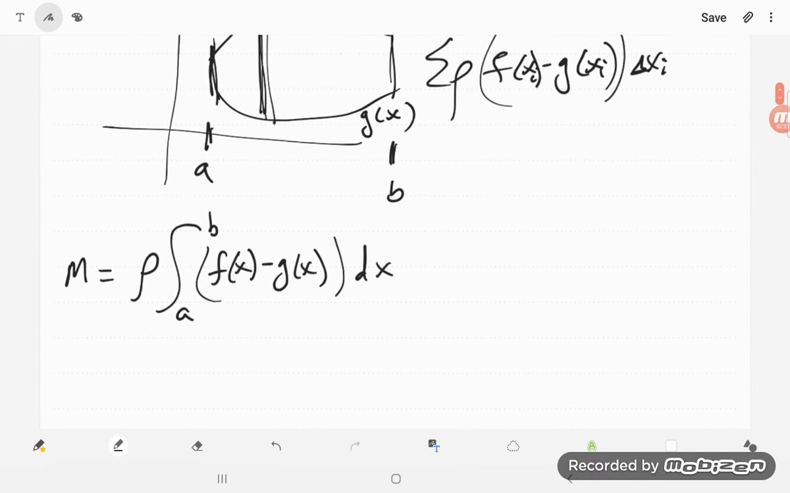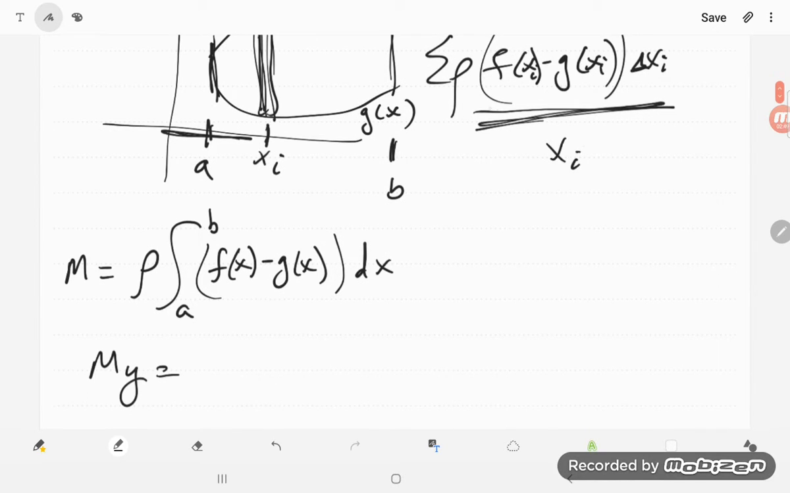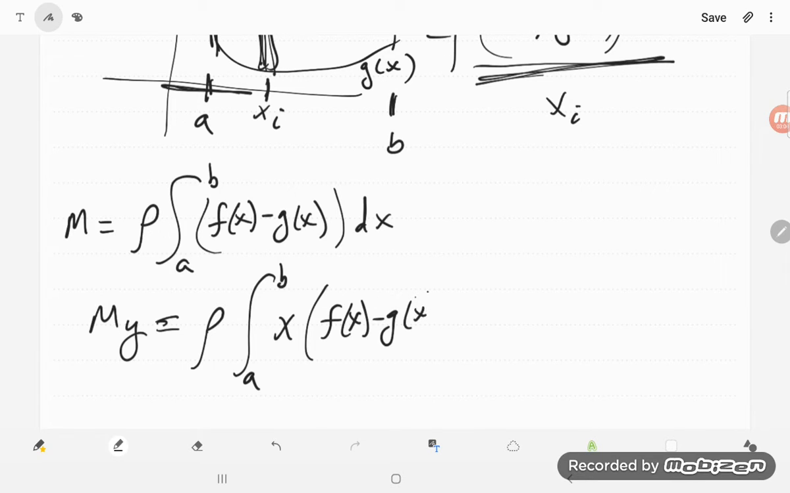And now doing that same sort of thing with m sub y, remember that all that changed was, well, we found our mass here, so that piece was the same, but then we found our moment by taking that xi. And so we just tossed an xi into the mix times all that, which just means we get rho, integral from a to b of x times f of x minus g of x dx. And there you go.